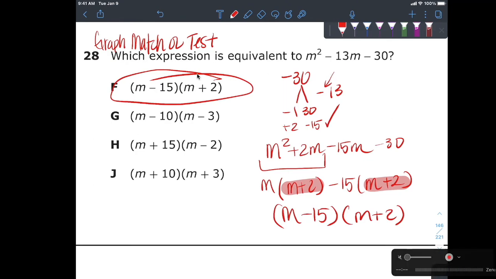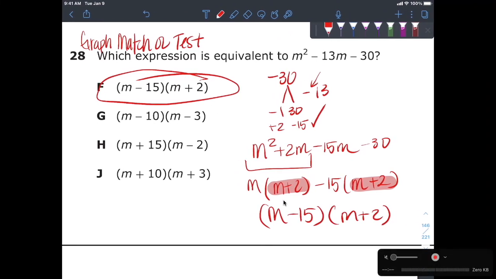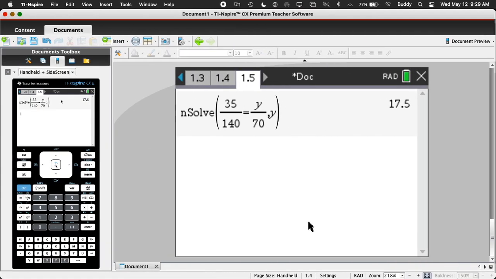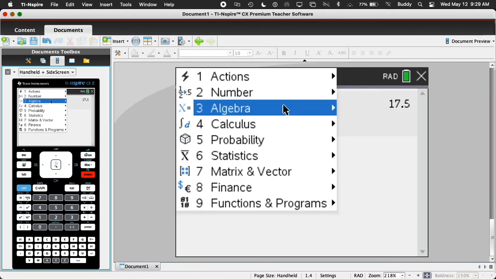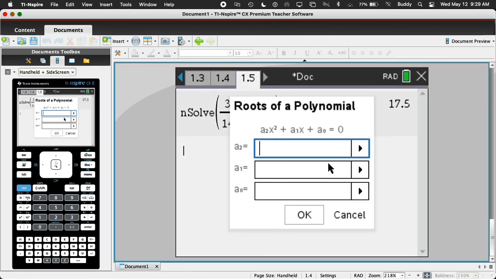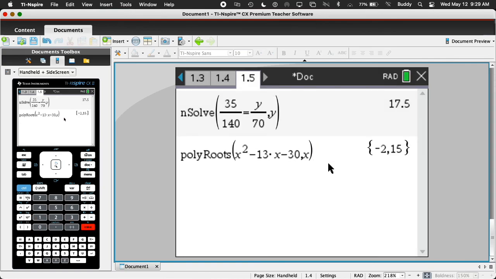Now, if I wanted to verify this, I could do a polyroot that would tell me that m is equal to 15 and m is equal to negative 2. So if I go over here, I can go ahead and run my polyroot. There are my same exact answers.